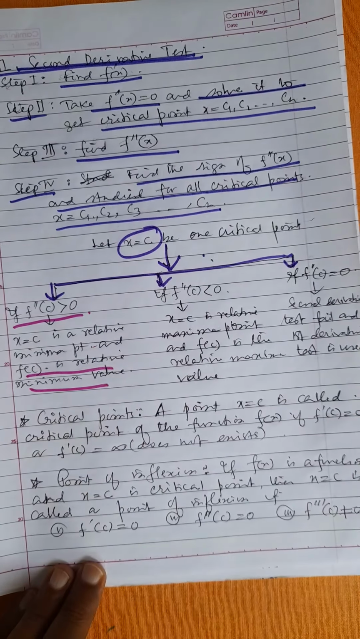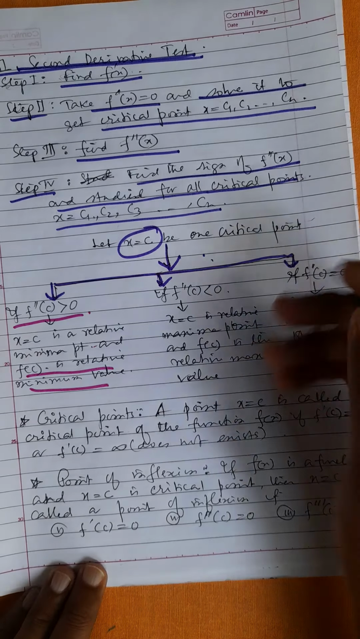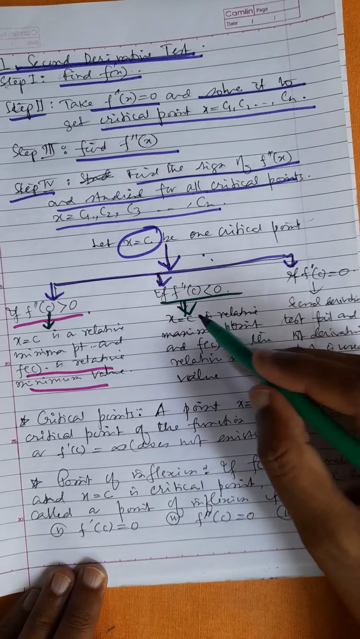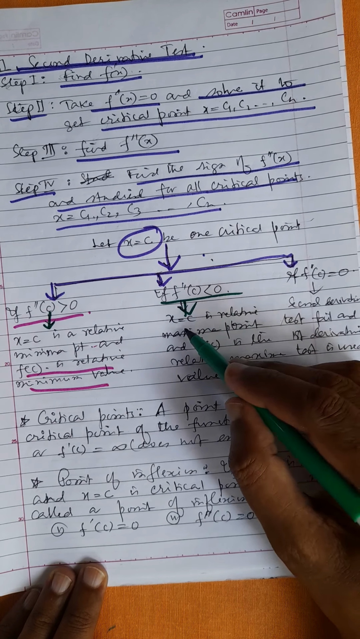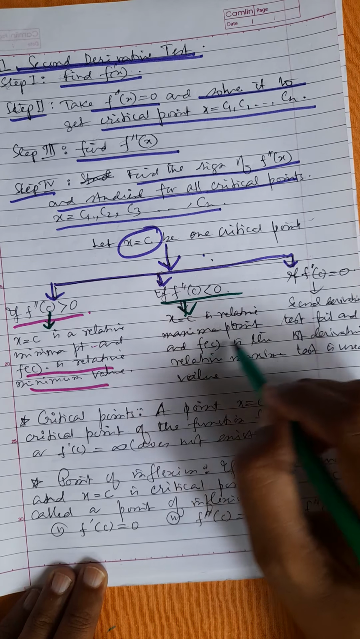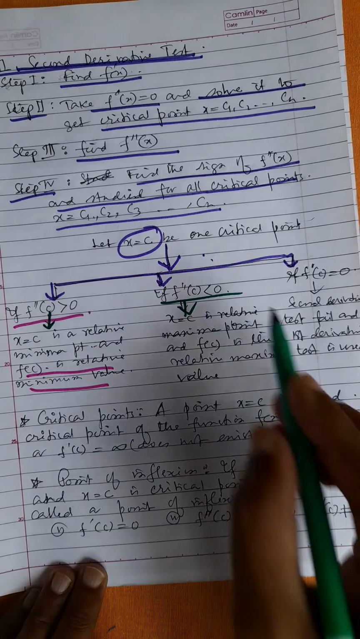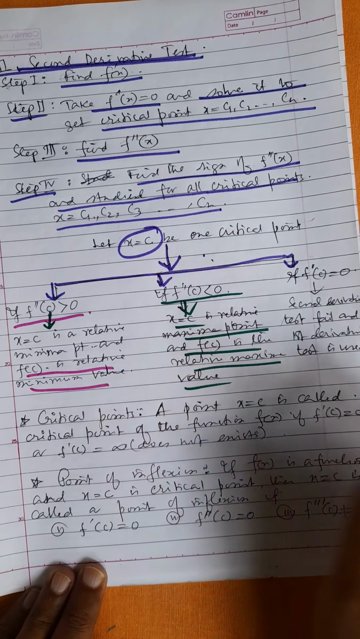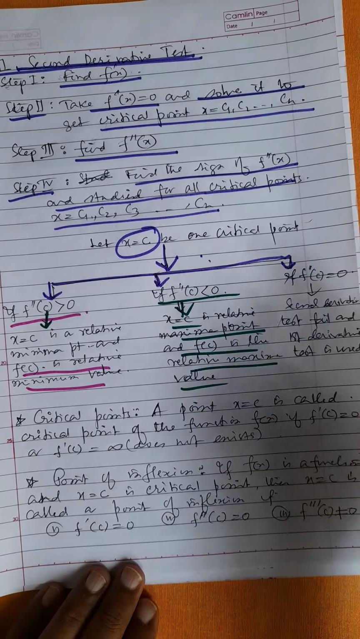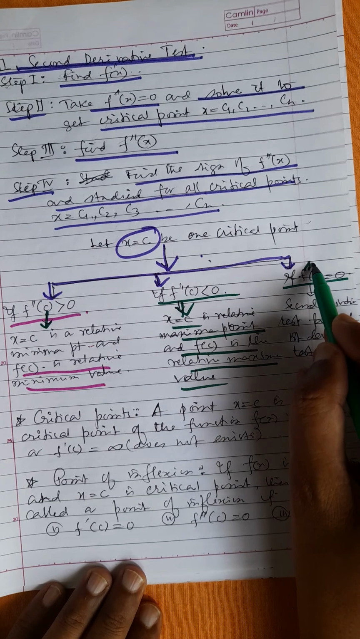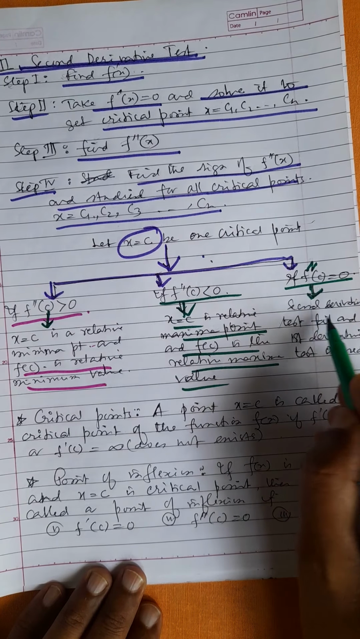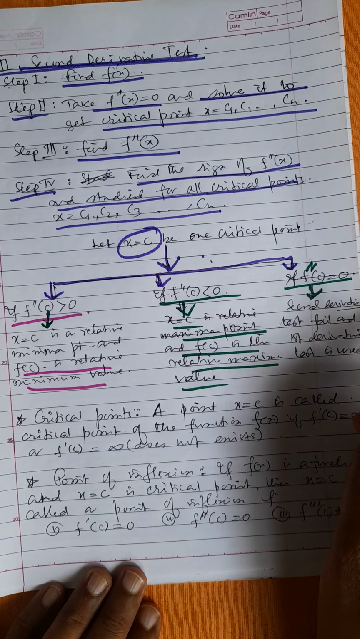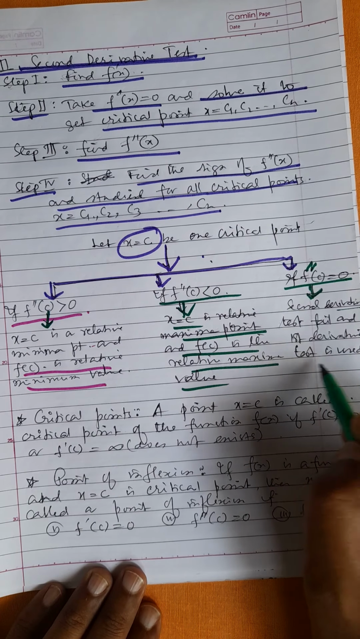And the second: if f''(c) is less than 0, that is negative, then x = c is a relative maximum point, and f(c) is the relative maximum value. And the last option: if f''(c) is equal to 0, then the second derivative test fails, and we have to use the first derivative test. Okay.